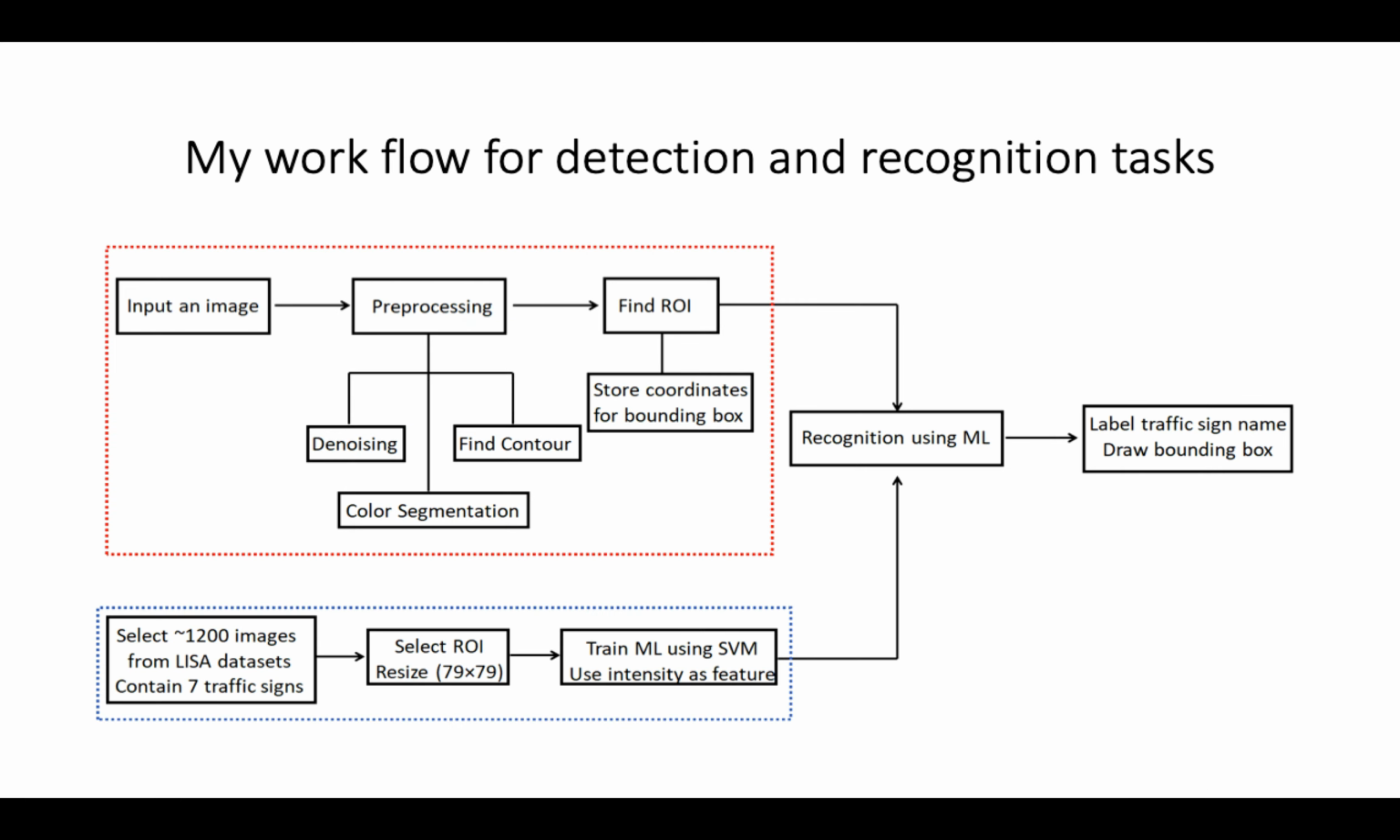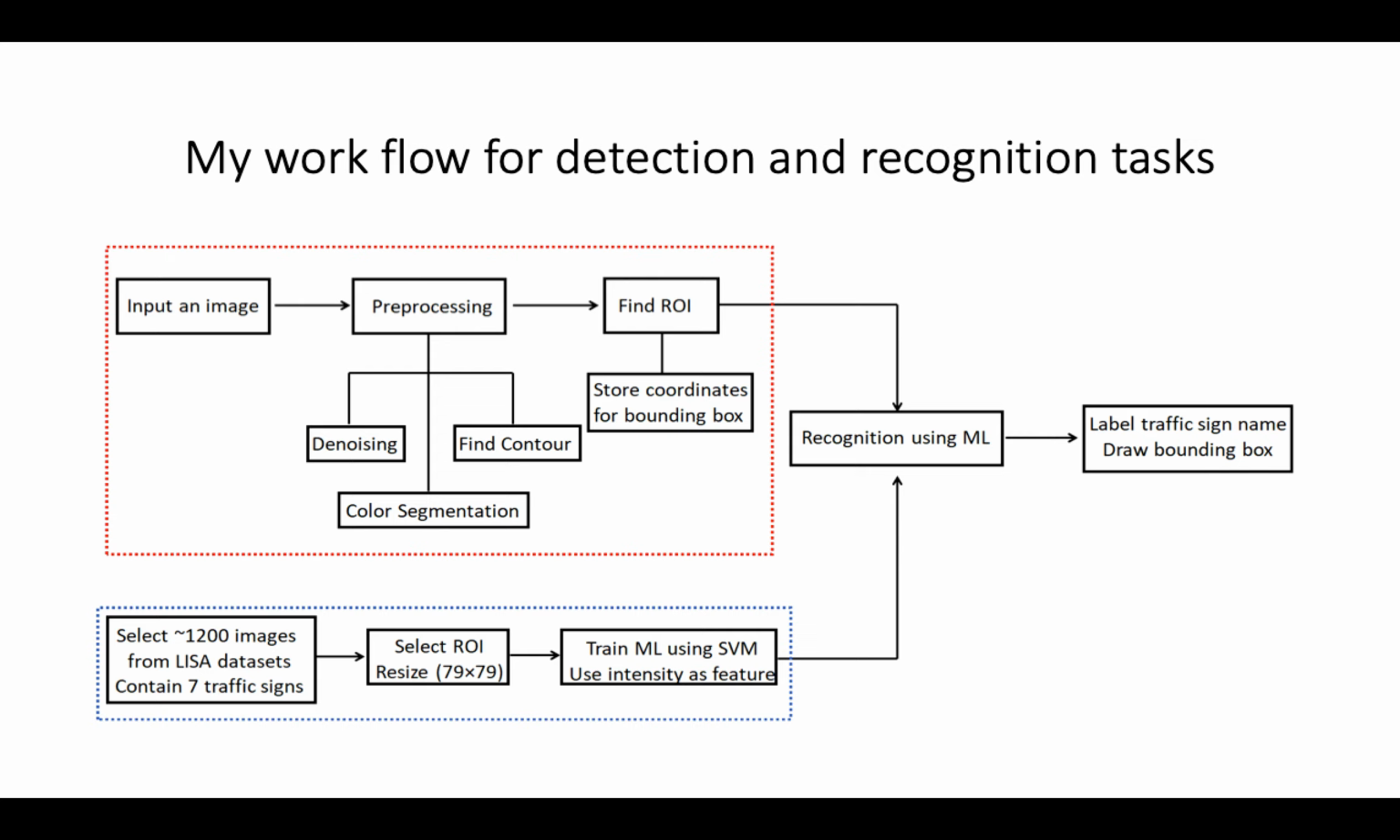My entire workflow can be divided into two parts. The first part, as indicated by the red dotted box, is traffic sign detection. After the image is fed into the pipeline, I pre-process it by first removing the noise using Gaussian blur. Then I apply a color segmentation to retrieve the traffic sign objects, and each sign has a distinct color compared with the background. For example, the stop sign has a red color, and the merge and added lane signs are in yellow. Following the color thresholding step, I use a contour finding algorithm to further isolate the traffic sign and find the region of interest.